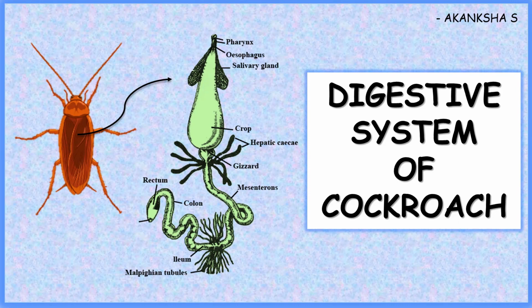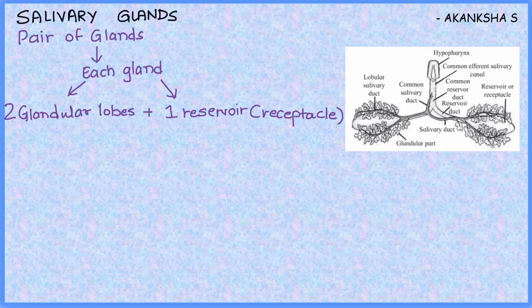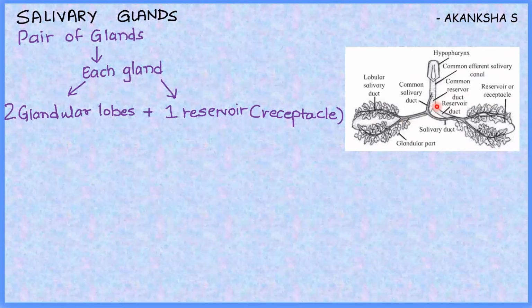This is part 2 of the digestive system of cockroach, where we are not discussing the alimentary canal. Rather, we are discussing the salivary glands. Over here, there is a pair of glands, as you can see in the diagram. You can see subdivisions over here. A pair, that is two glands of saliva, are going to be present, amongst which each gland has got two glandular lobes and one reservoir or receptacle.